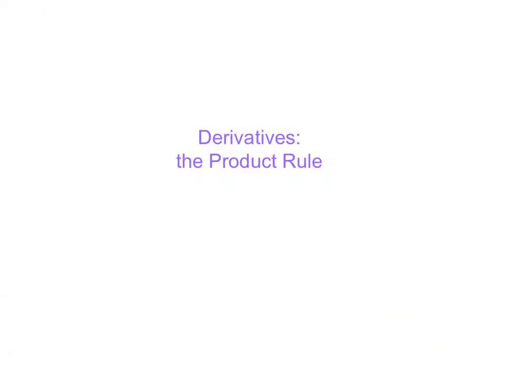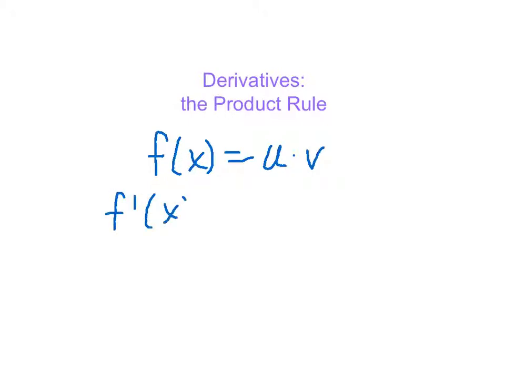Let's look at the product rule. The product rule is a way to take derivatives when a function is the product of two factors. I'm calling them u times v. And the way to take the derivative is to create u prime v plus u v prime.